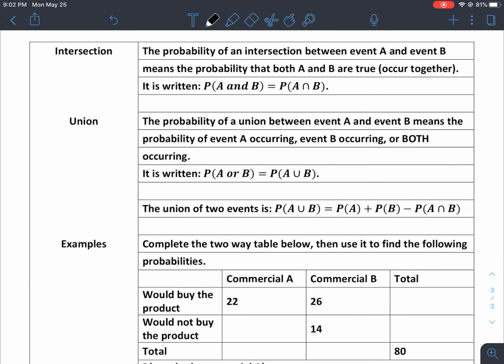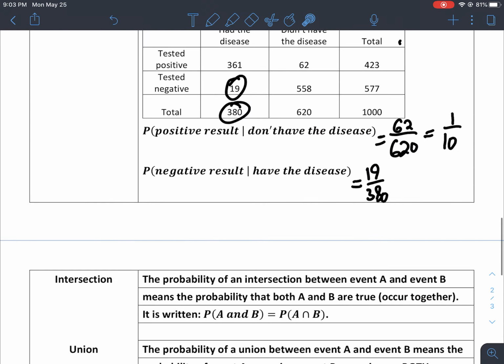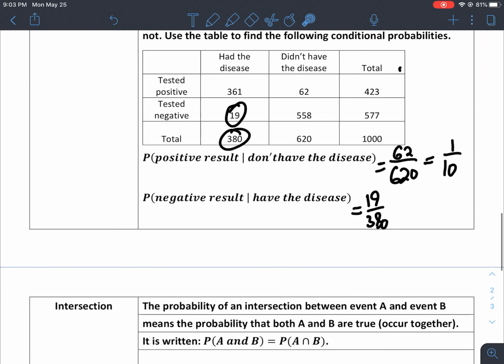Hey everybody, welcome back. So we looked at our conditional probability in our two-way tables. Now we're going to look at intersections and unions. So the probability of an intersection between event A and event B means the probability that both are true at the same time. We were kind of already looking at that here. That was the numerator there: the probability that they didn't have the disease and test positive.